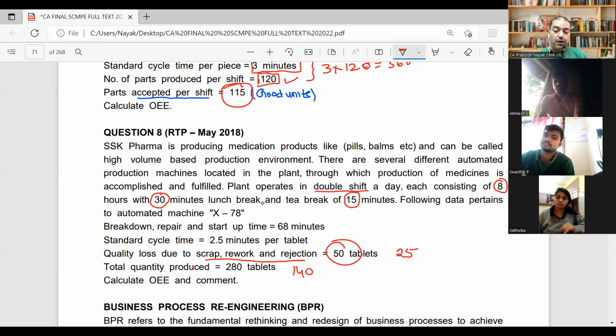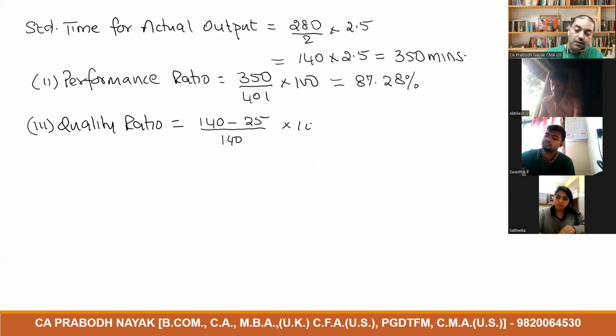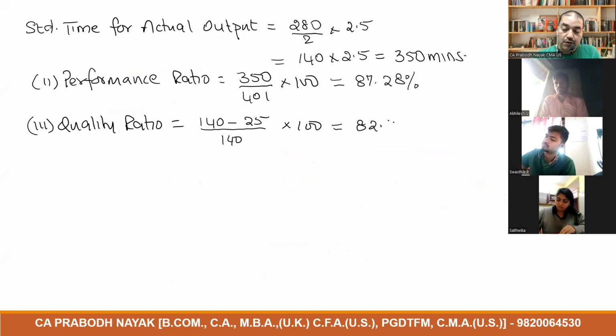So 140 minus 25, divided by 140, into 100. That is 82.14. If you have got the answer by some other method, it will be wrong. You have to calculate in this way only.